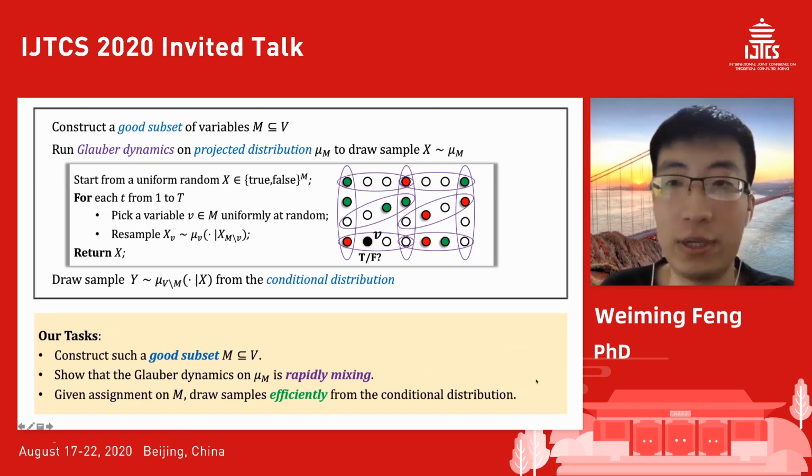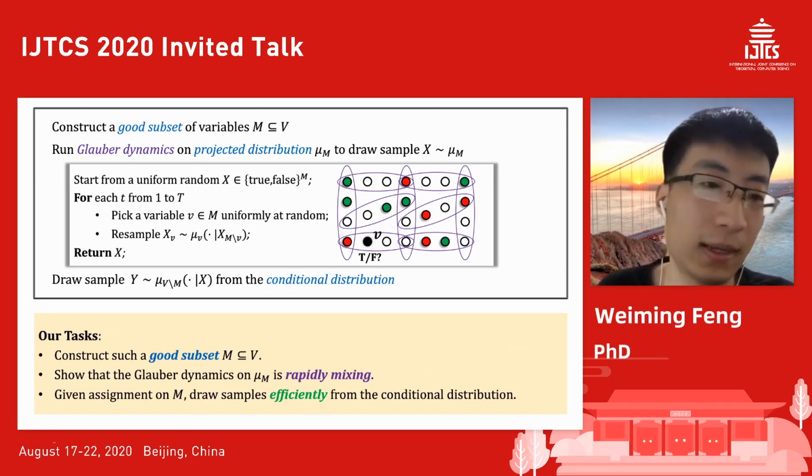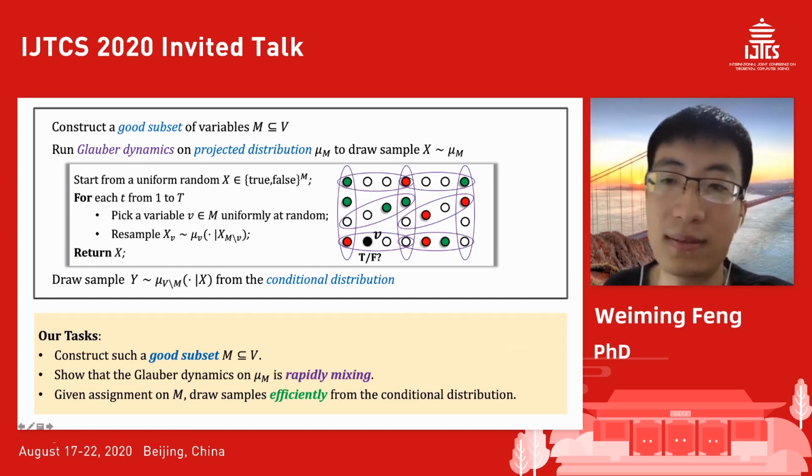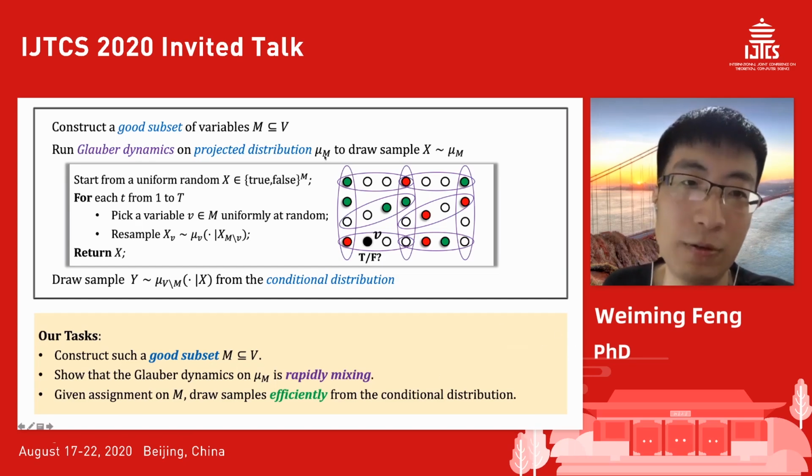So we actually have three tasks. First, we need to construct a good subset M. Second, we need to prove the global dynamics on the projected distribution is rapidly mixing. Third, we need an efficient way to sample from the conditional distribution. We emphasize that the global dynamics is only on the set M and the conditional distribution is conditioned on the assignment of set M.